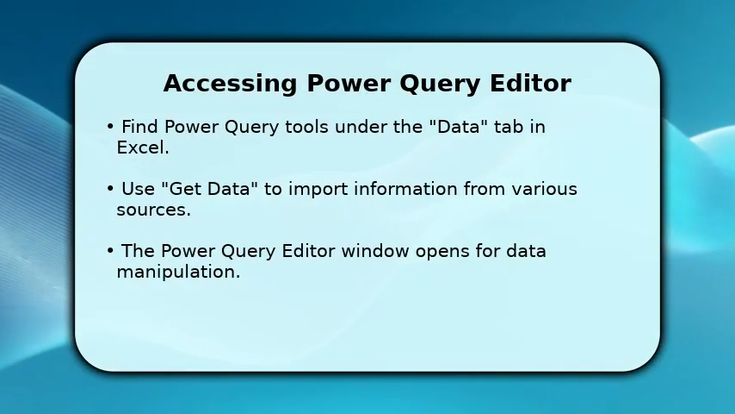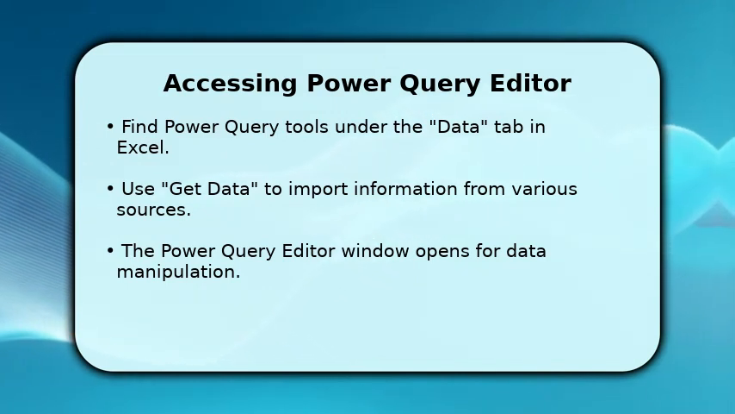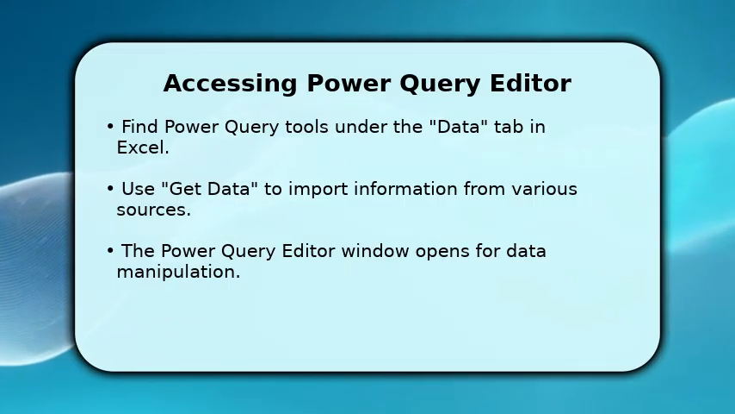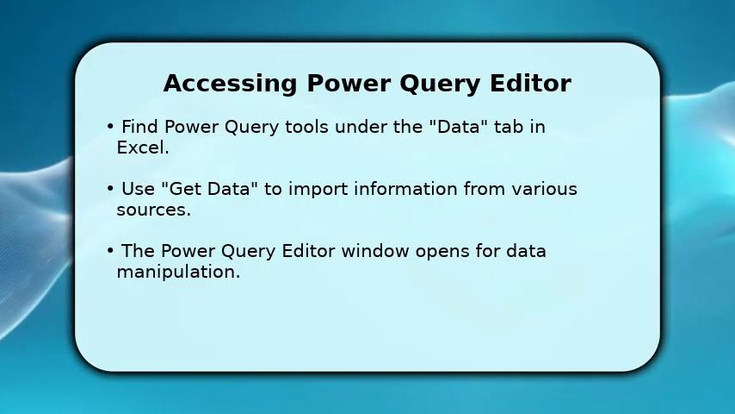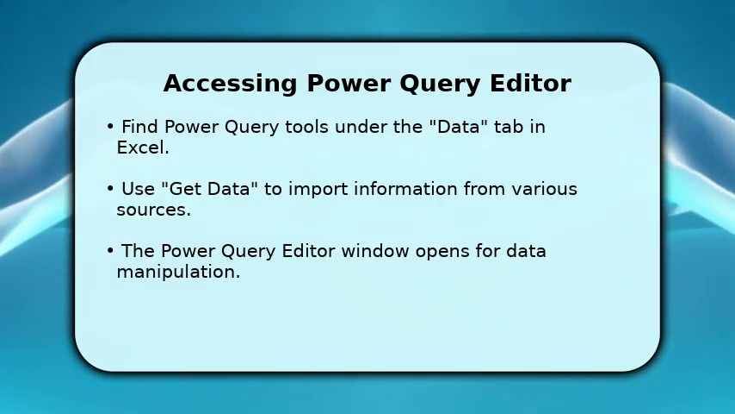Once Power Query is available, navigate to the Data tab on the Excel ribbon. Look for the Get and Transform Data group. Here, you'll find the Get Data button, which allows you to connect to various sources like files, databases, or online services. Clicking this will open the Power Query editor, your central hub for all data transformation tasks.